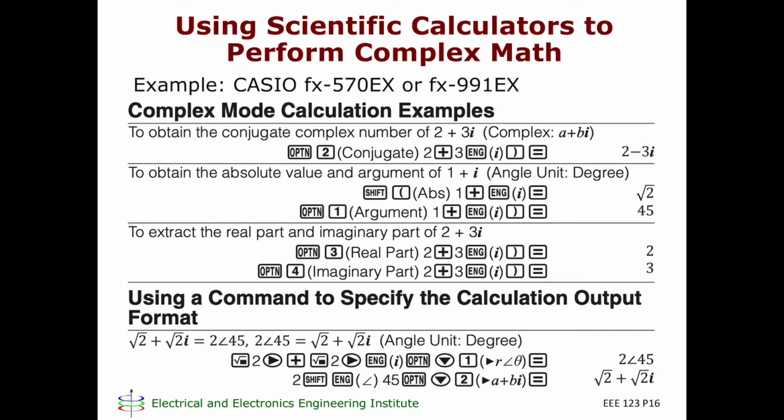Now, just because these capabilities are already in our calculators, does this mean we no longer need to know how to manually perform complex operations? Unfortunately, not. Your calculators can do the work for you when your operands are completely specified. But when your operands have variable components, you have no choice but to carry out complex operations manually. So you still need to master the material in this lecture.